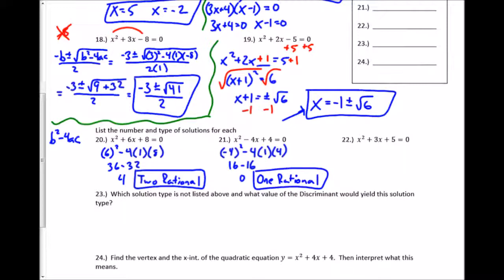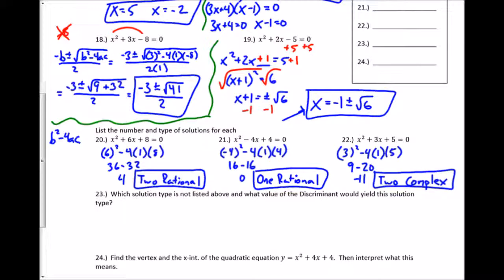I do the same thing with the next one, the b squared minus 4 times a times c. That's 9 minus 20, which is negative 11. When I get a negative for my discriminant, it means I have two complex solutions, because essentially I'm going to be taking the square root of a negative, which means I'm going to get imaginary solutions.